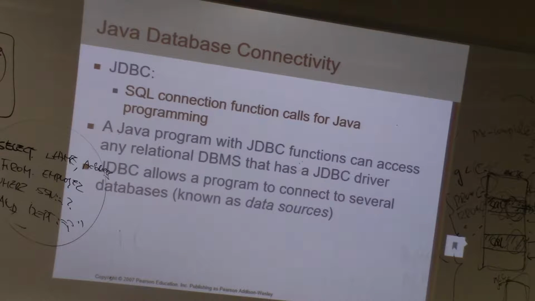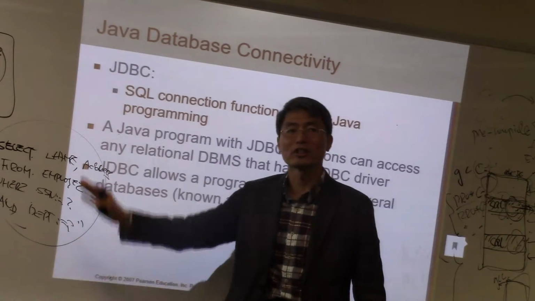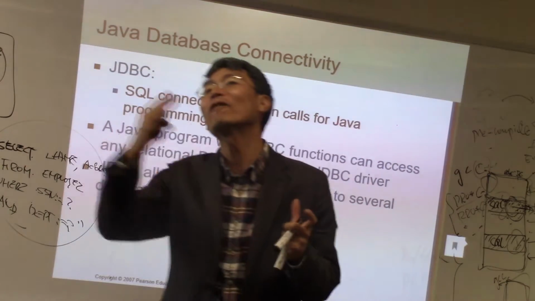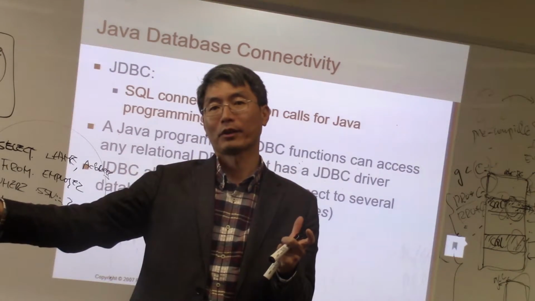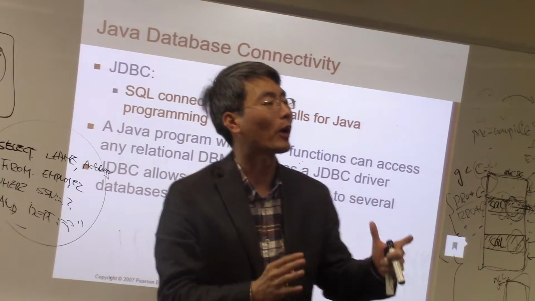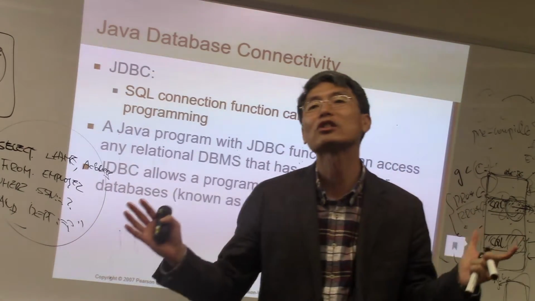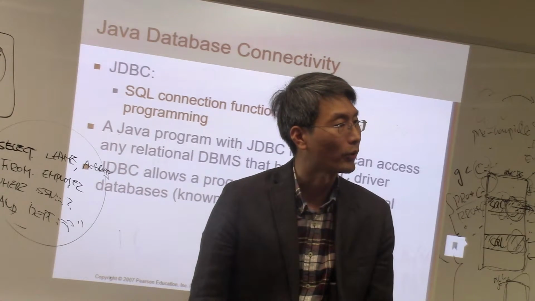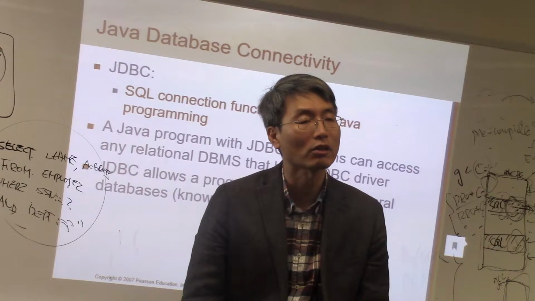So JDBC we already discussed. It's Java database connectivity. It's kind of a standardization of database programming only for Java programming. Only for Java programming they standardized. No matter what database you use, it's the same. How is it possible? We can make a standardized database connection in Java.